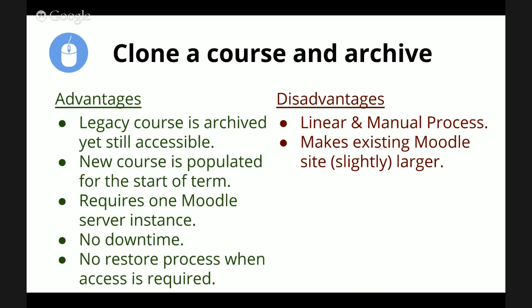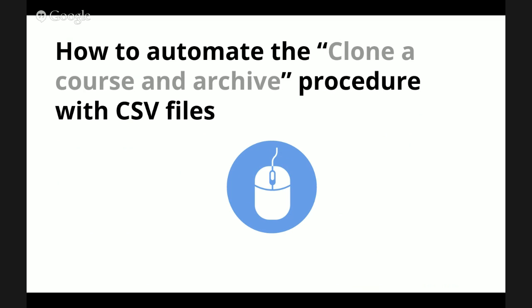The disadvantages to this are it's still a linear and manual process, and it makes existing Moodle sites slightly larger, but not as much as you would think, and we'll cover this further on in this webinar. So how do we make it less of a manual and linear process? Well, we can do this by automating the procedure using simple CSV files and using core Moodle functionality.